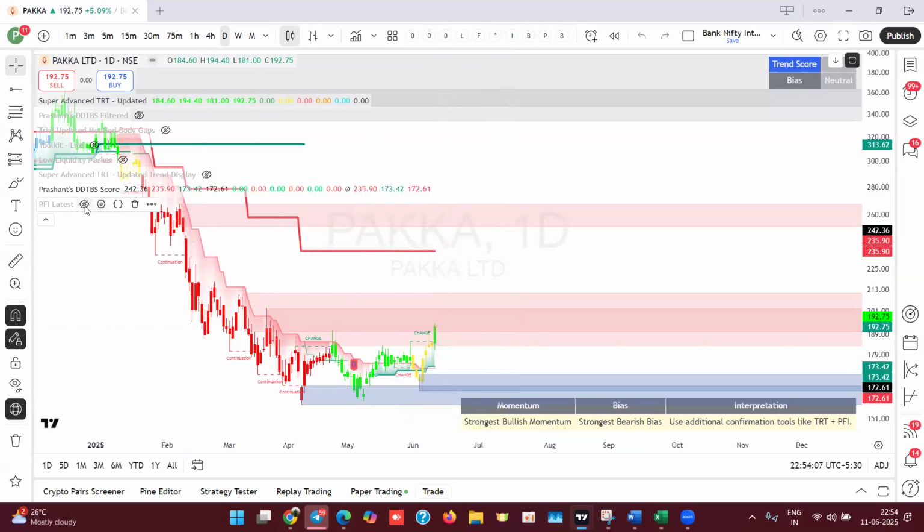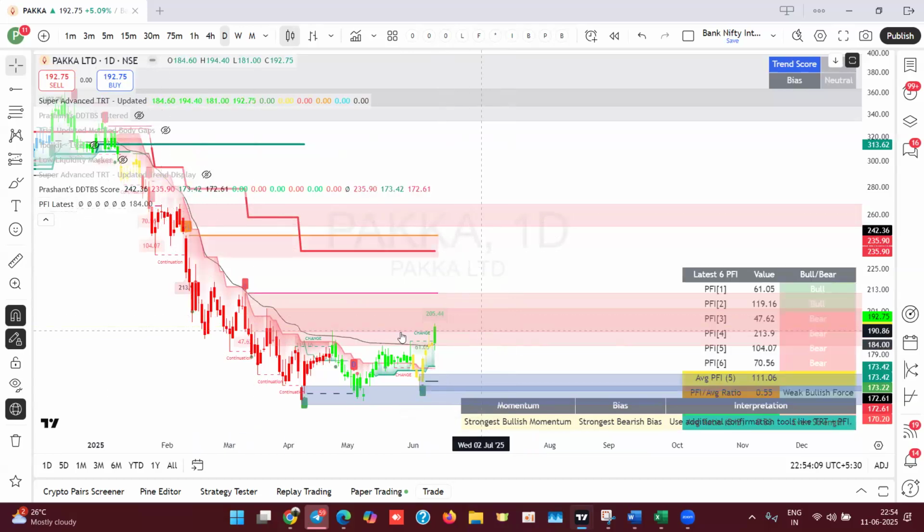The PFI numbers, let us check PFI numbers. Last PFI was weak bullish. It was around 61. Average is 111. This time it is 200. So if it confirms tomorrow, then it is high PFI. But still, I would prefer a retracement entry. I would wait for prices to come down to buy, if I have not bought. If I have bought, I would look for a target based exit.